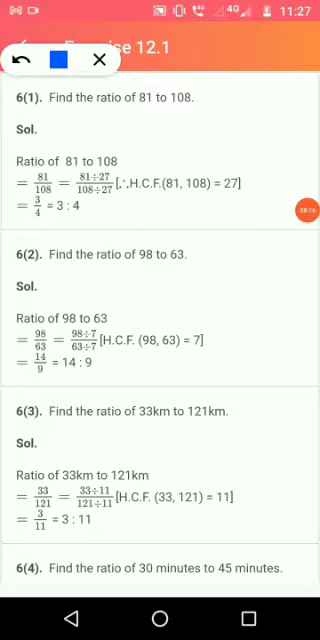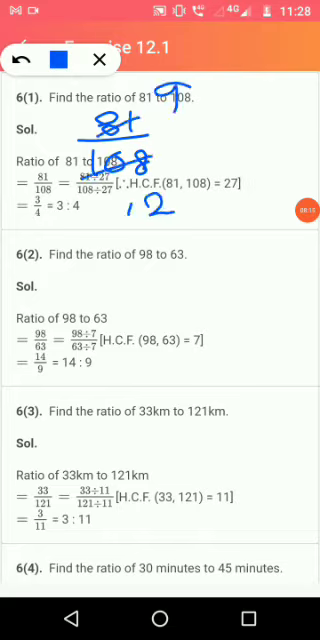So 81 to 108, how will you write? 81 by 108, and now cancel it. 9 9s are 81. 12 9s are 108. 3 3s are 9. 4 3s are 12. So it is 3:4. Okay.